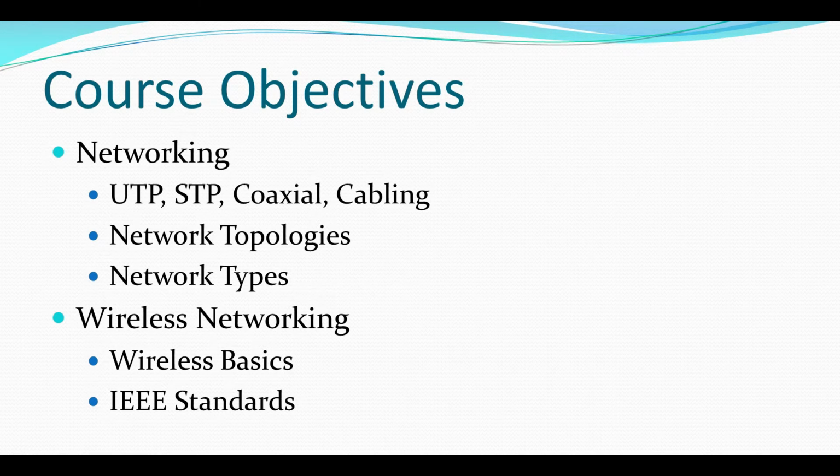Following up with that, we will have a networking section, which will be dedicated to learning about network cabling, such as UTP, STP, coaxial, and other types of cabling, as well as network topologies and different network types. After we learn about regular old networking, we're going to go into wireless networking and talk about wireless networking basics, as well as the IEEE standards, which will include throughput speeds and the different types of limitations of each network, as well as their pros and cons.